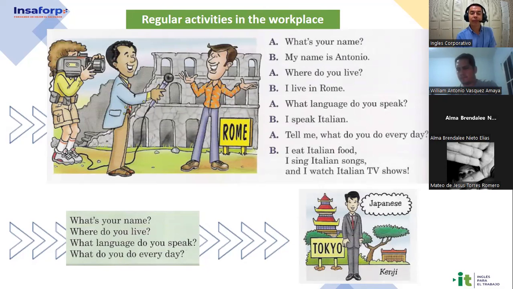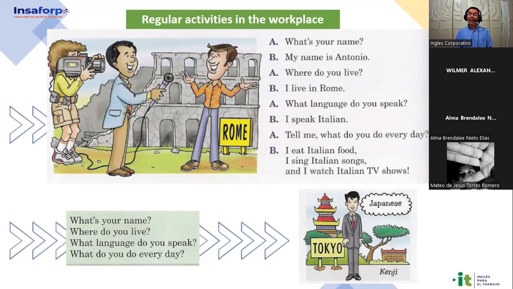What's your name? My name is Antonio. No, no, no. My name is Kenji. Look. Kenji. Oh, come on. Repeat. My name is Kenji. Where do you live? I live in Tokyo. What language do you speak? I speak Japanese. Tell me, what do you do every day? I eat Japanese food, sing Japanese songs, and watch Japanese TV shows. Okie dokie, thank you.